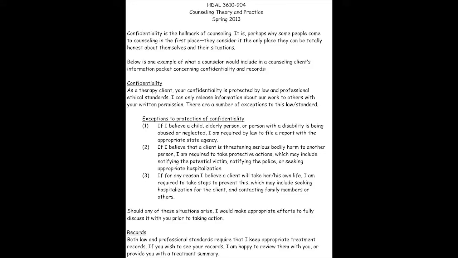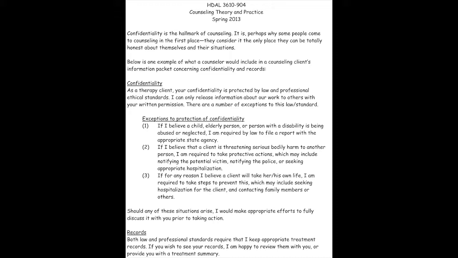So let's talk about confidentiality just a moment. This is a document that is in your D2L content section, but it's also a document that I use in my personal counseling. I give this to the client, and this is the statement on confidentiality that I want my clients to understand. Your confidentiality is protected by law and professional ethical standards. I can only release information to others with your written permission, with the exceptions.